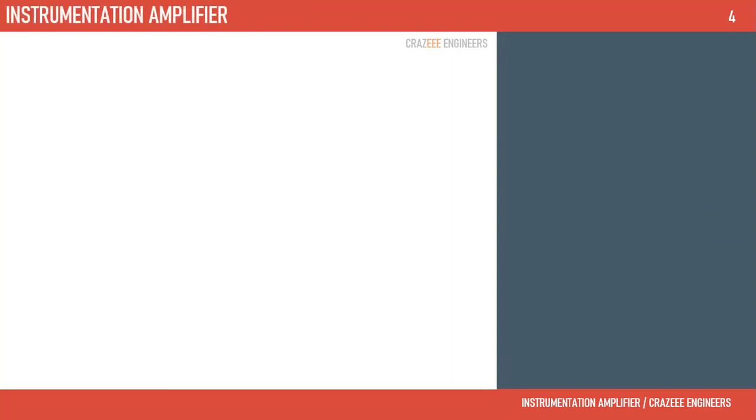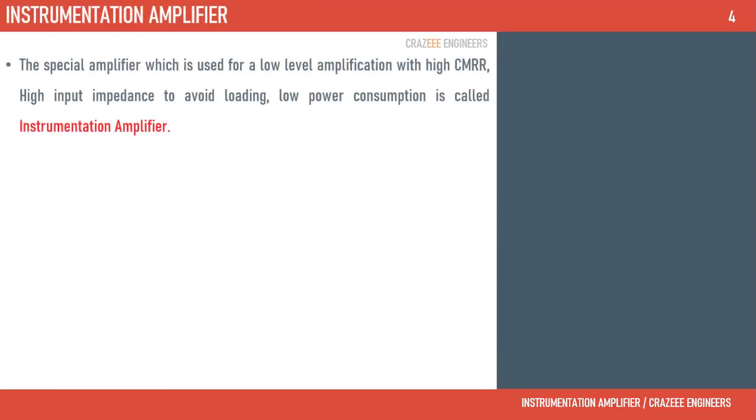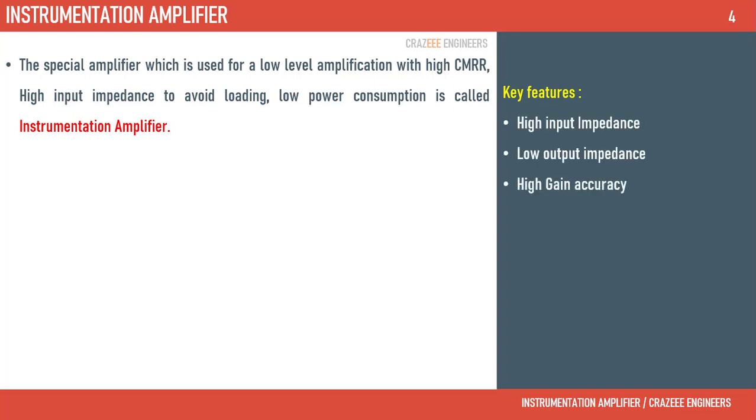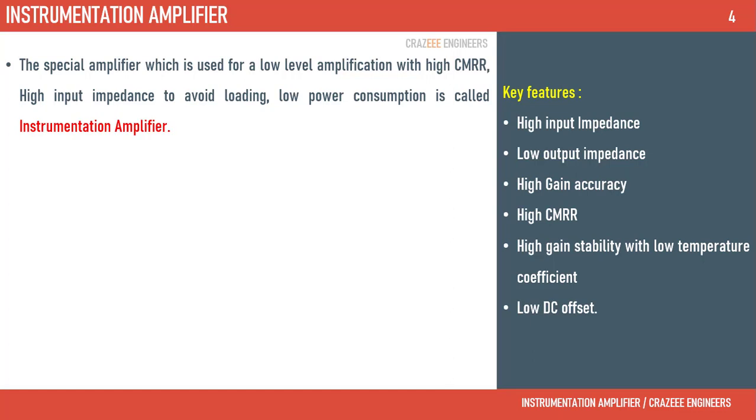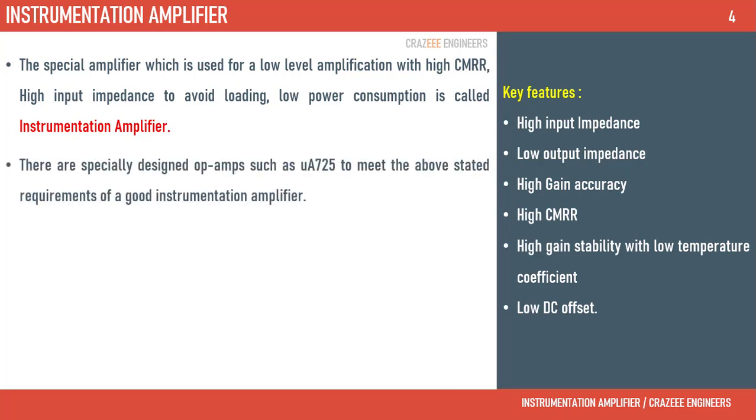Instrumentation amplifier. The special amplifier which is used for low-level amplification, with high CMRR, high input impedance to avoid loading, and low power consumption, is called an instrumentation amplifier. Key features: high input impedance, low output impedance, high gain accuracy, high CMRR, high gain stability with low temperature coefficient, and low DC offset. There are specially designed op-amps, such as UA725, to meet the above stated requirements of a good instrumentation amplifier.